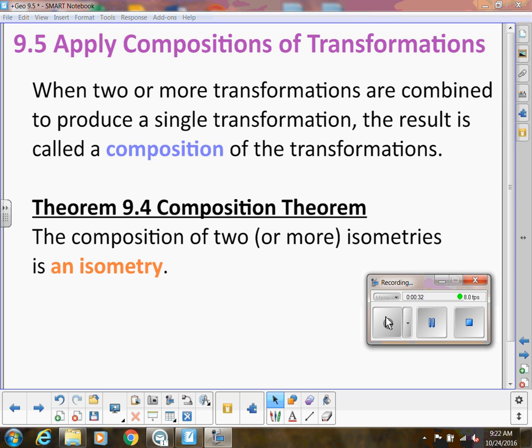an isometry. So for example, if I do a translation, which is an isometry, and then a reflection, which is an isometry, then that whole composition is an isometry.